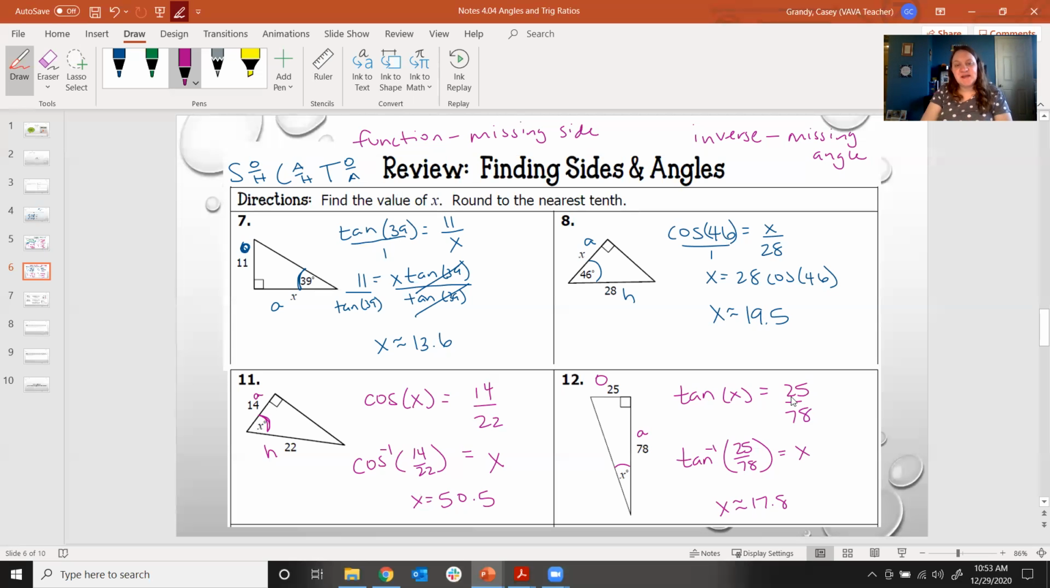Okay, so for number 8, x was a missing side. It was the adjacent side. 28 was our hypotenuse. So we're using cosine. You should get x is about 19.5. And number 12, x was an angle. 78 is the adjacent side. 25 is the opposite side. So we're using tangent. So we had to use the tangent inverse to solve for our missing angle. So x is about 17.8.